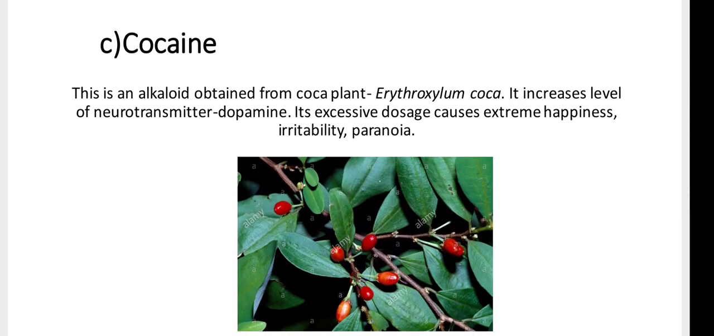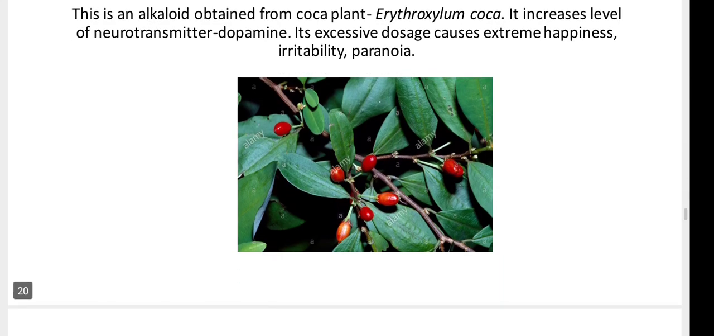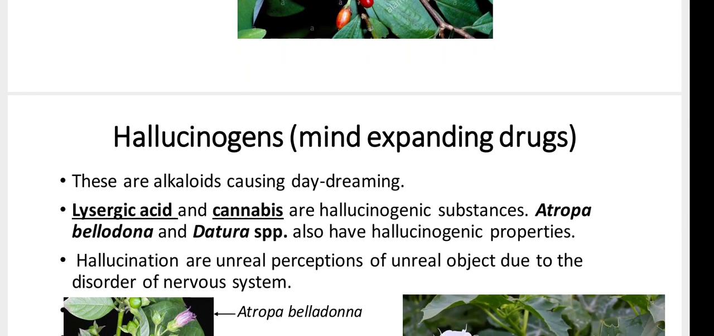Cocaine is an alkaloid obtained from the coca plant. It increases the level of neurotransmitters. Excessive doses cause extreme happiness, and then irritability and paranoia. So different types of side effects are also there, and these are the rave parties or other different parties where a number of young people get attracted to addiction to drugs. The next drug, which is said to be a mind-expanding drug, is hallucinogens. These are alkaloids causing daydreaming.